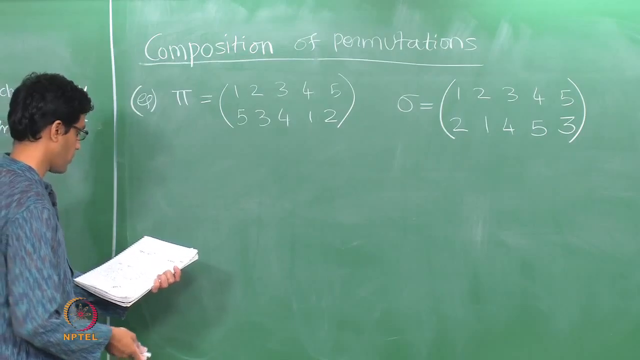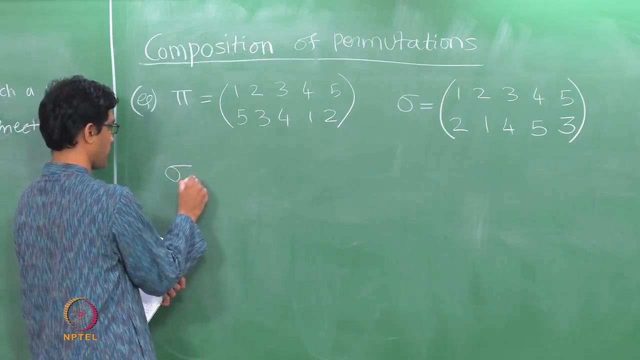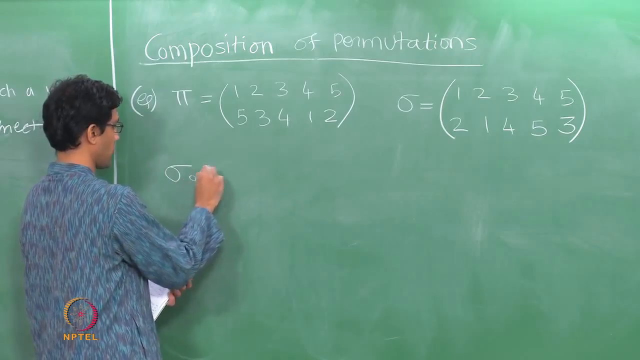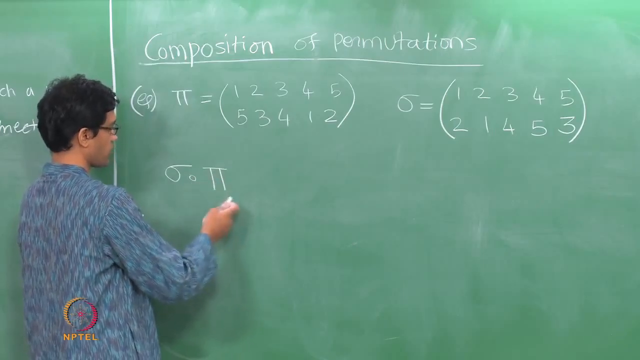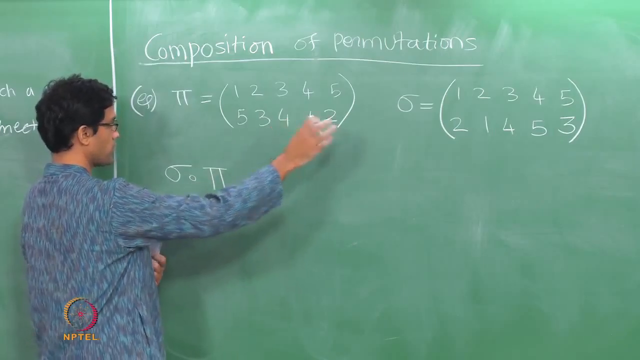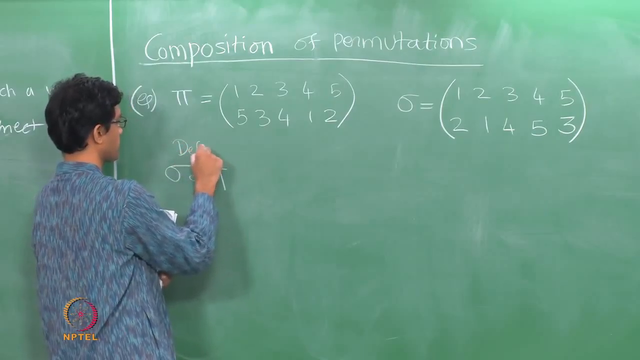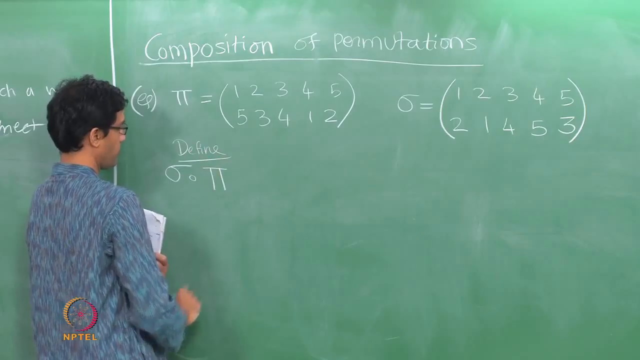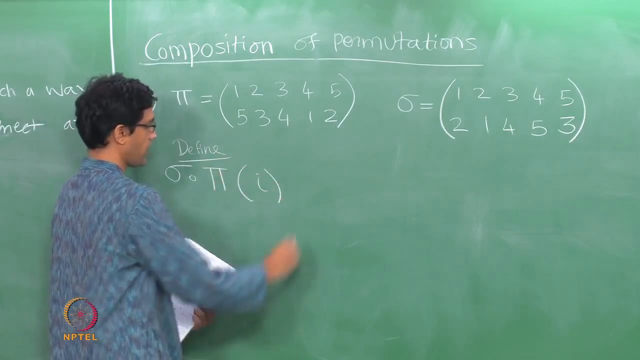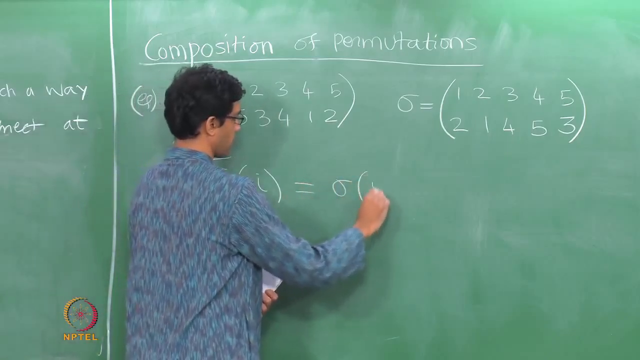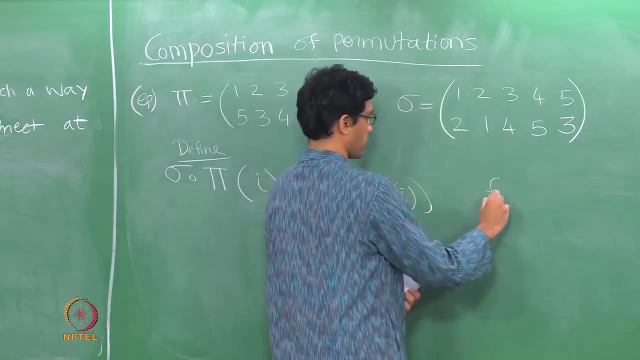Now what is sigma composition pi? Here's a new operation. It's a way of generating yet another permutation. Let us call it sigma circle pi or sigma composition pi. What is this defined as? Well, it is a new function which is just the composition of these two functions. So define a new permutation as follows. How do you figure out what this does to i? Well, this is just sigma of pi of i. So this is just the usual notion of function composition.